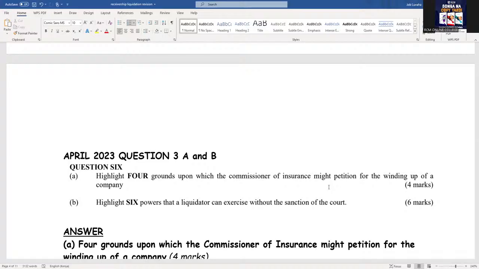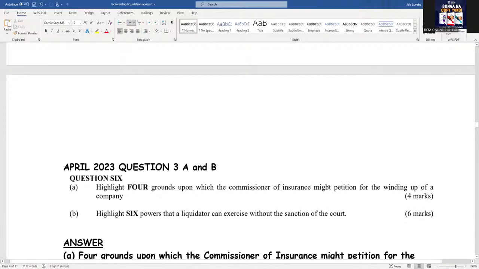So you can start with the second part. What are the powers the liquidator can exercise without the sanction of the court? There are those powers he can exercise by being sanctioned or called upon by the court. There are those he can exercise without the court sanction. The powers that the liquidator can exercise without the sanction of the court.